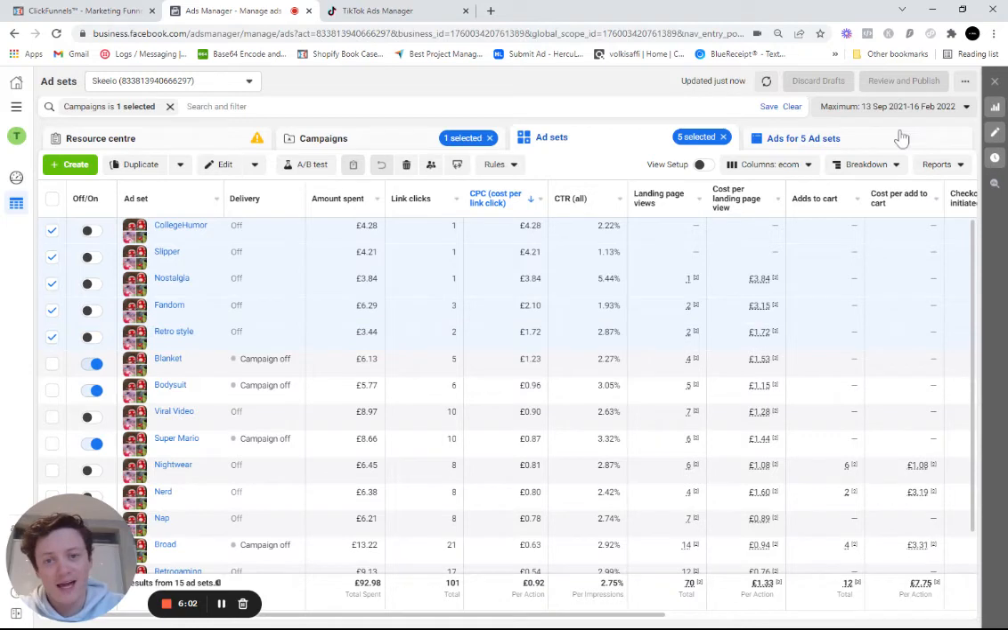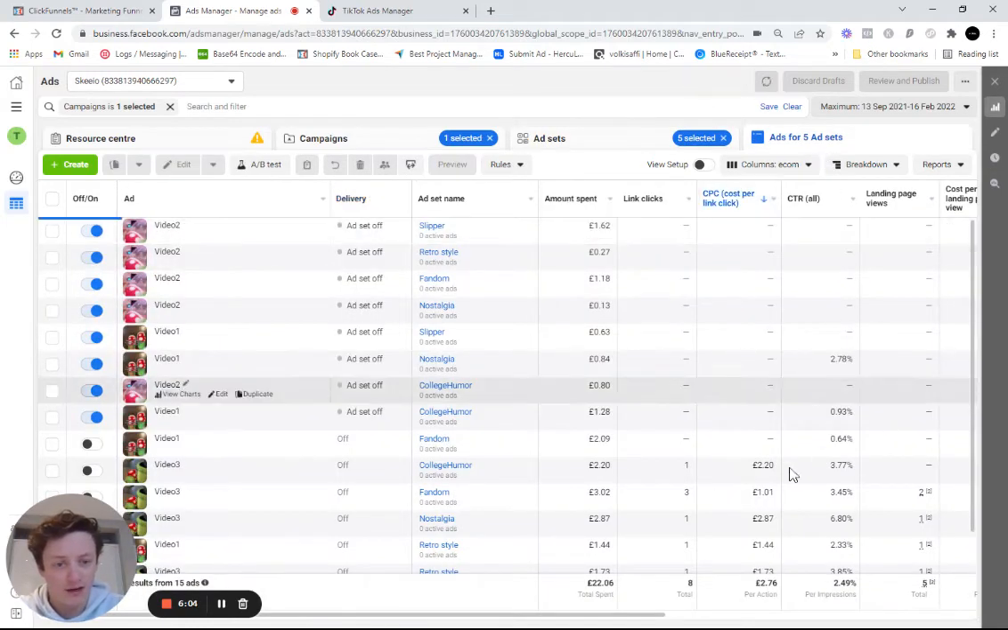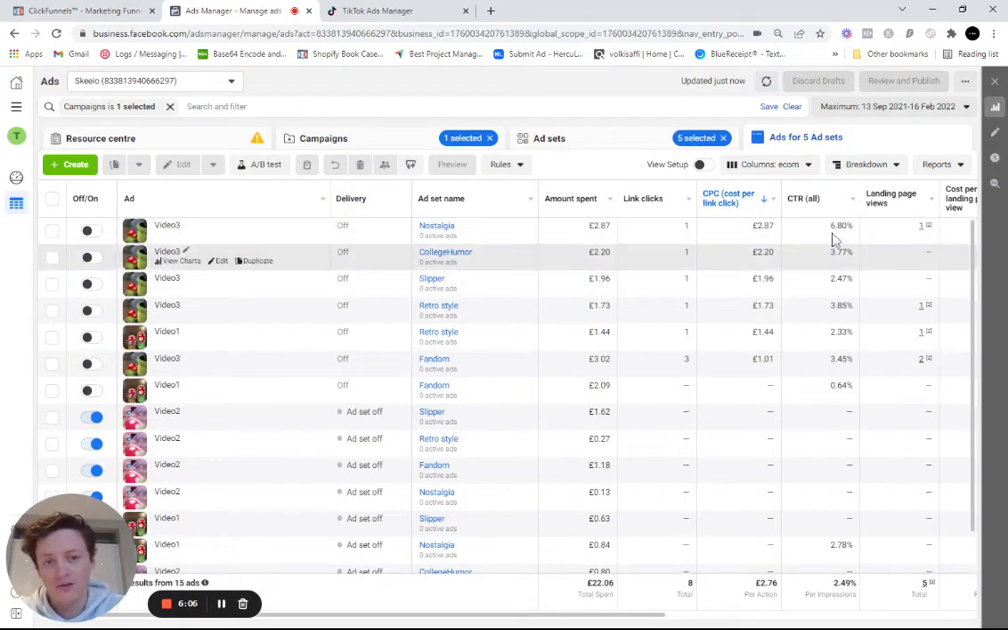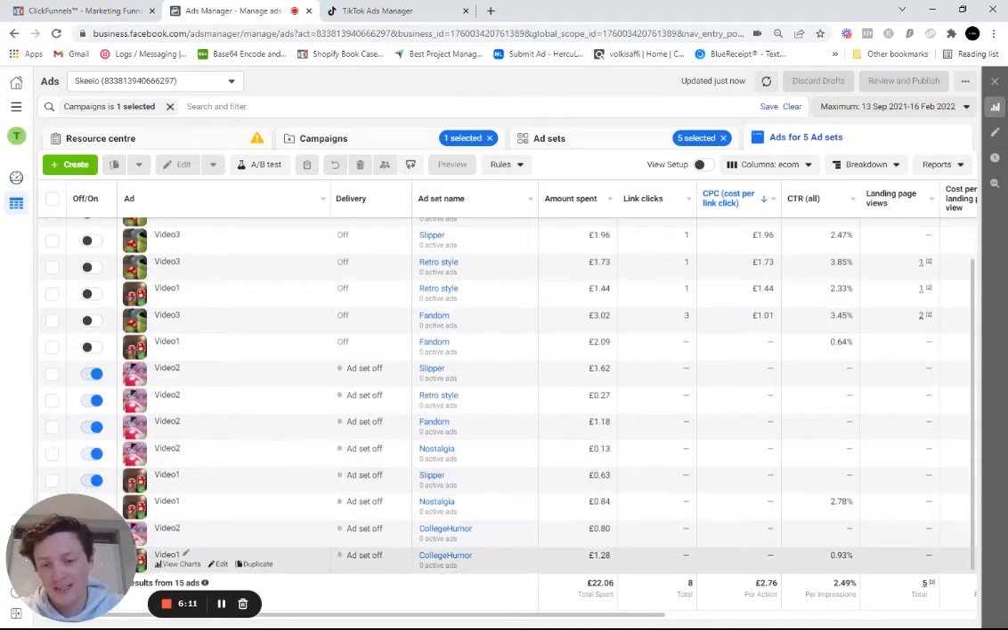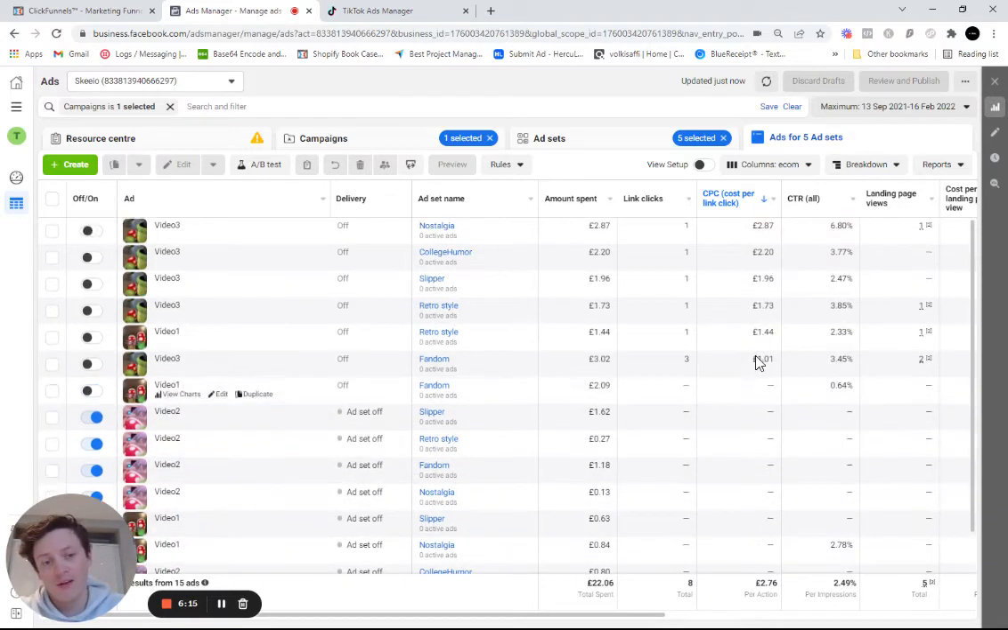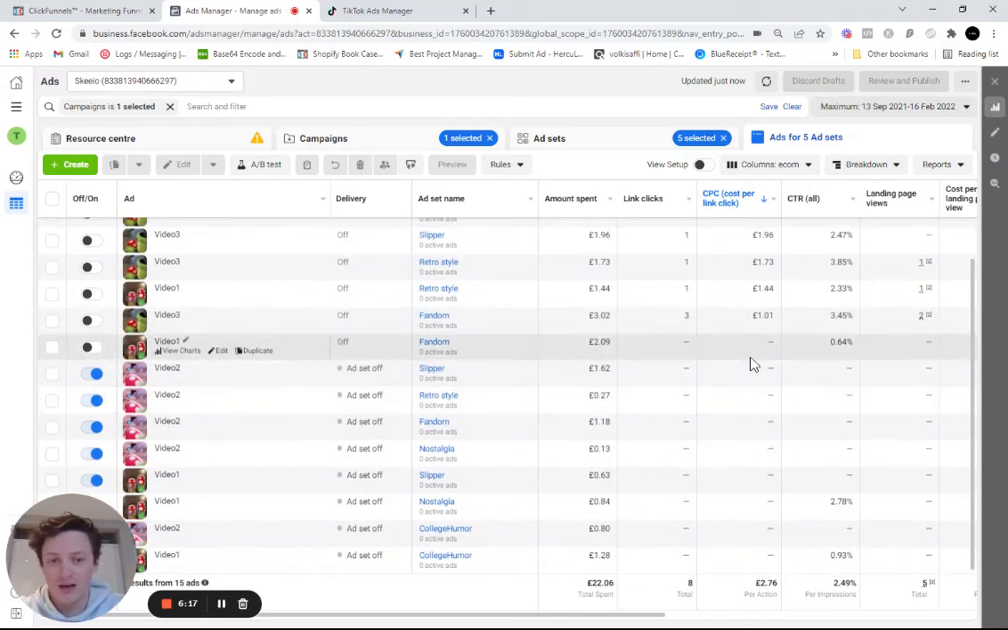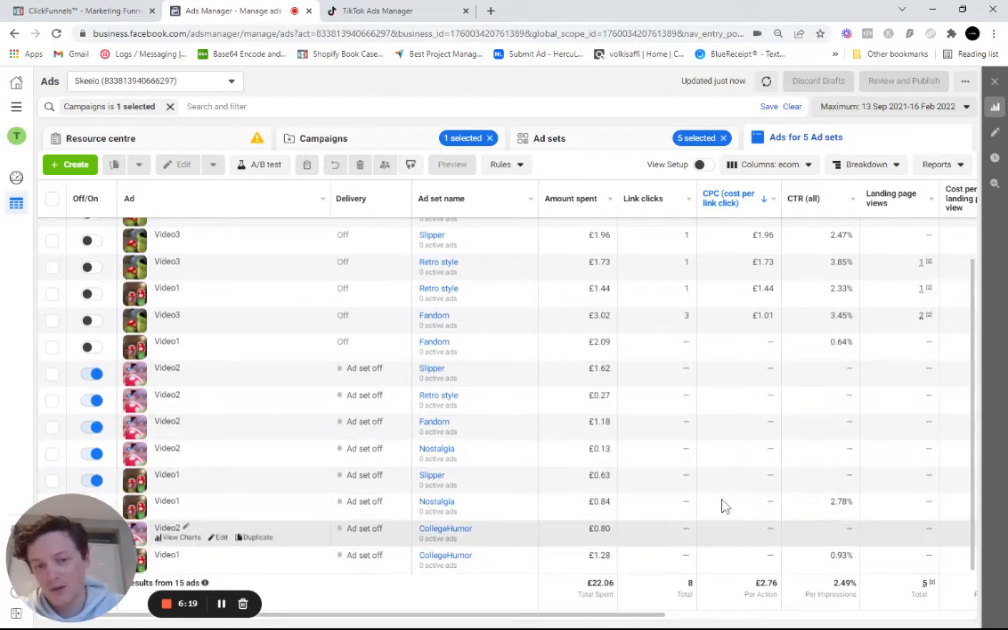If we then look at the ads within these, and we look at the cost per click on some of the ads, £2, £2.20, £1.96, fairly expensive cost per clicks. But we also had ads which were spending and weren't making any clicks at all. Now, these ads were turned off by the rules. These ads were left on because they hadn't had any clicks and they gave them a bit more chance. This ad probably would have turned off if the ad set hadn't turned off first.